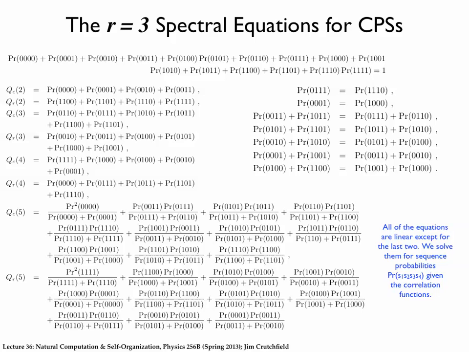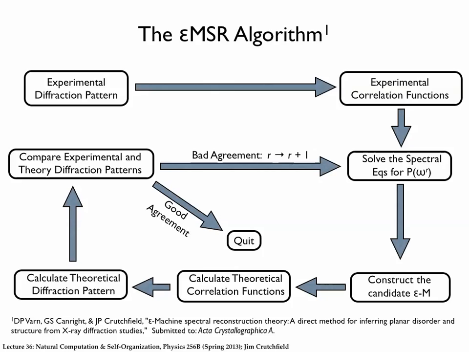Just to remind you of what the epsilon machine reconstruction algorithm looks like now, we take an experimental diffraction pattern that someone gives us, and we extract experimental correlation functions, guided by use of the figures of merit to pick a good interval of integration to reconstruct from. We solve the spectral equations for a given R, we reconstruct the epsilon machine, we calculate the correlation functions and diffraction spectra, then we compare theory and experiment. If we get bad agreement, however you wish to define bad agreement, but you think that it is unsatisfactory by some objective standard, hopefully that you come up with, then you just increment R and do the whole thing again.